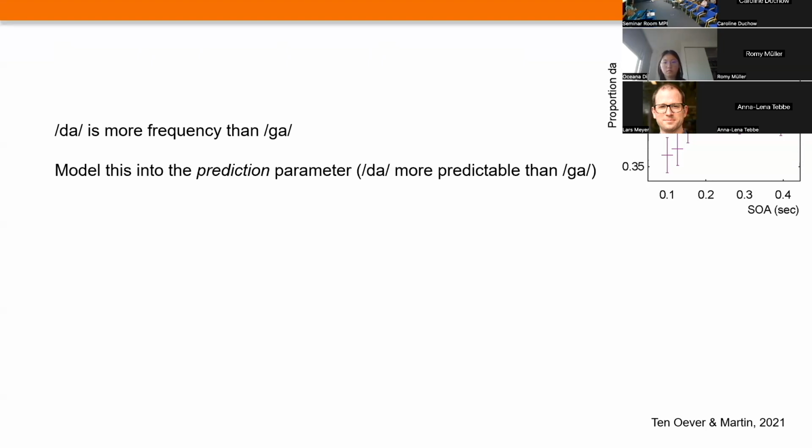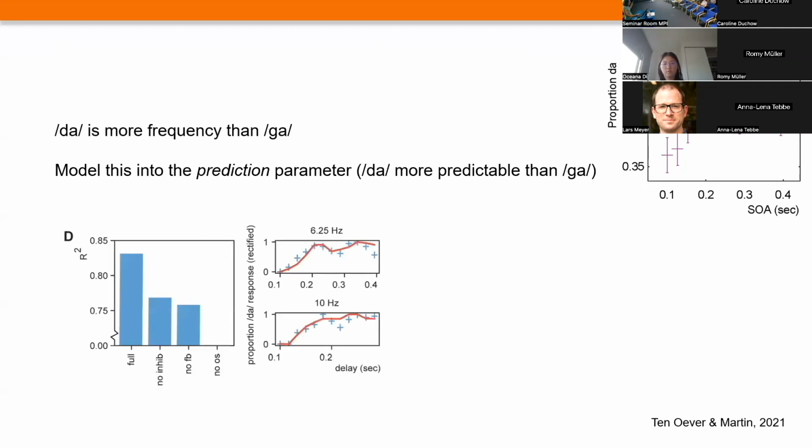So what we did is that we modeled this kind of frequency effect into this prediction paradigm. So da simply becomes more predictable than ga, and then we try to model it and see how well it can explain this kind of behavior of behavioral oscillations. So this is what we found. We found that indeed you could predict this behavior very well.